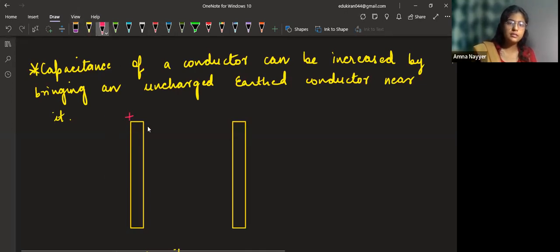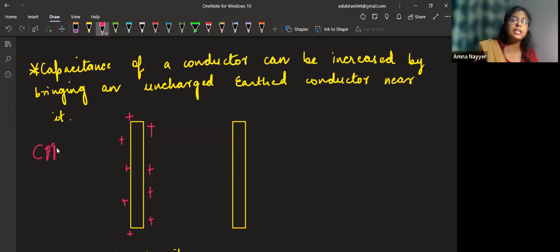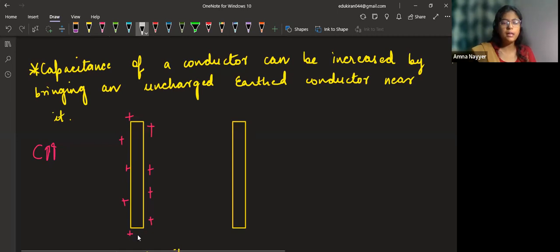this is one positively charged sphere. Not sphere, sorry, parallel plate. So it is saying the capacitance of a conductor can be increased by bringing an uncharged earthed conductor near it. And one more thing I'll do, I'll put them on insulating stands.